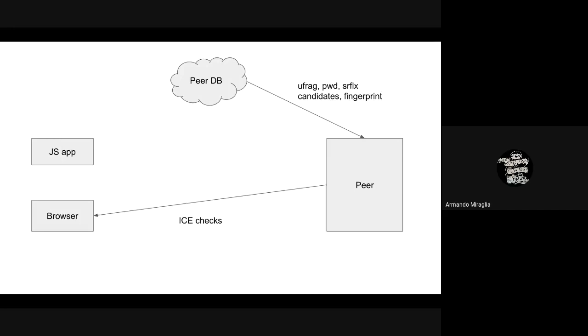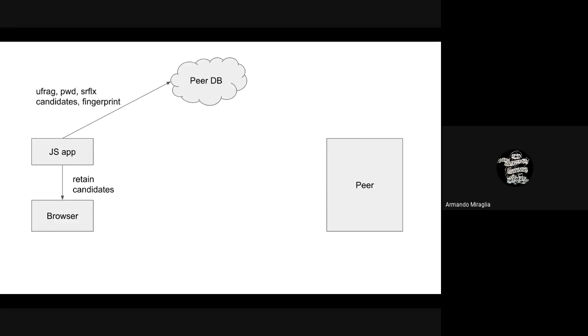Some future time, some peer reads that out of, oh, sorry, did I miss a step? Can you go back one? Yes, at the same time, the application tells the browser to retain that candidate. So this is one part of FlexICE, to say retain the candidate, which means that the browser will continue to send binding requests up to the STUN server to keep that hole alive.